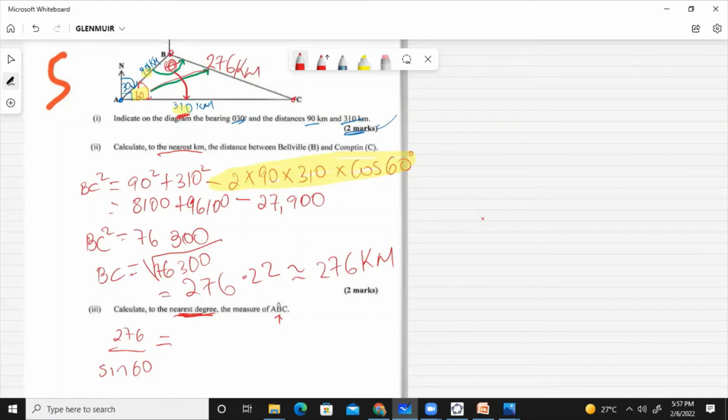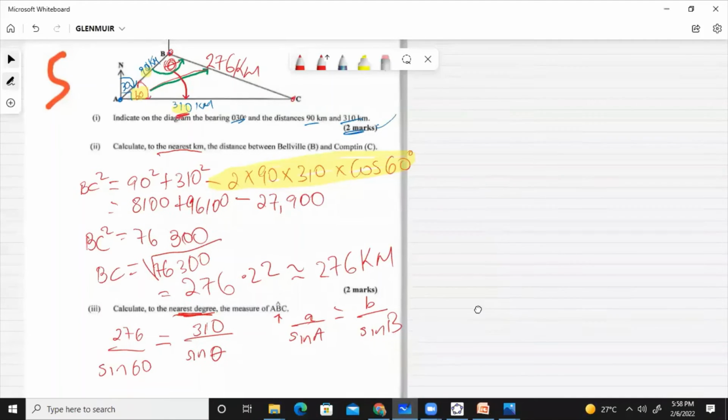A over sine A, B over sine B. So we are employing A over the sine of the angle at A, which is equal to B over the sine of the angle at B. That is to say, 276 over the sine of 60 is the same thing as 310 over the sine of the angle that they asked us for. So we're setting up that.